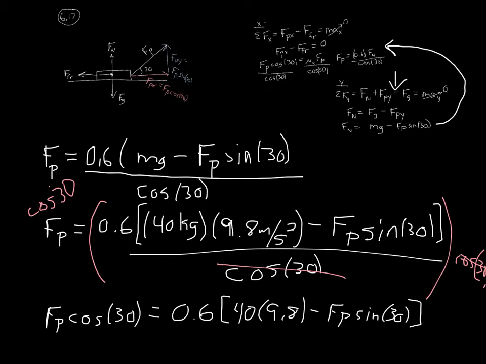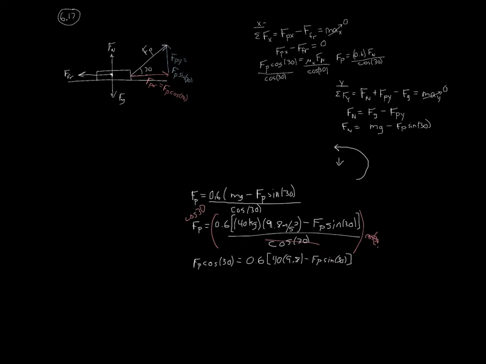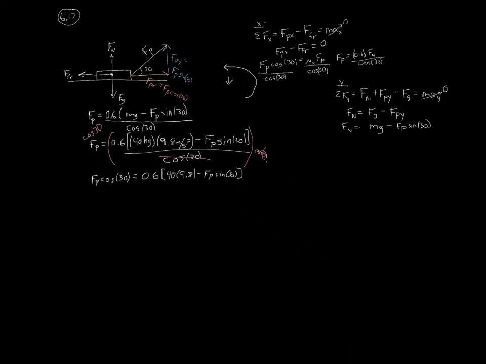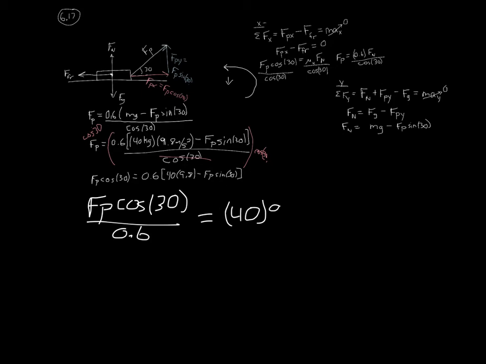Okay, where do I go from here? Divide both sides by 0.6, sure. Fp cosine of 30 divided by 0.6 equals 40 times 9.8 minus Fp times sine of 30.